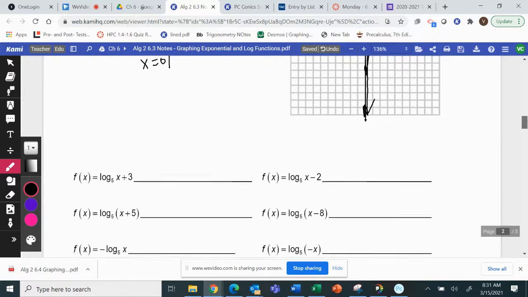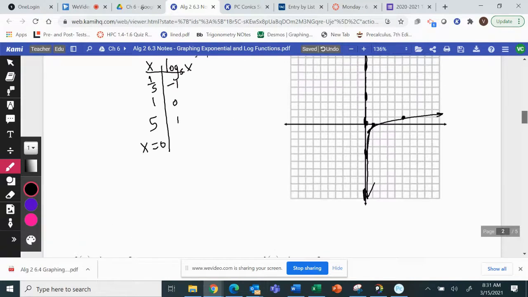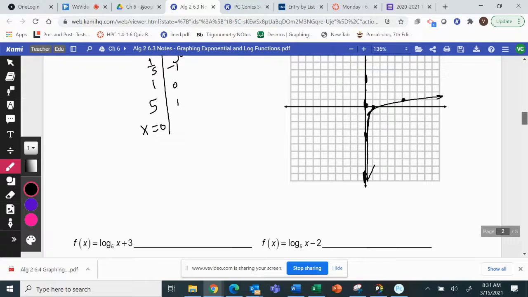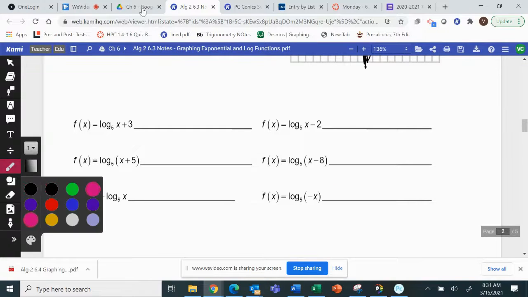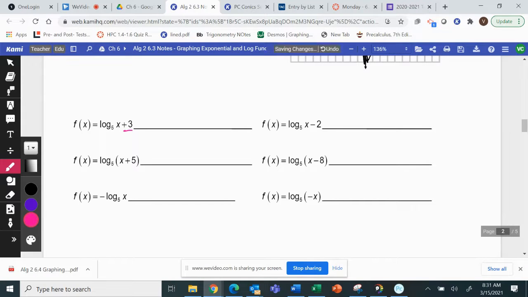So let's talk about transformations with logarithm graphs. Once you have the key points, we can do transformations with a table. So the first one, Joel. Our first one is log base 5 of x plus 3. What does the plus 3 do? I can't hear you. What's the key word? Is it translate, reflect, stretch, shrink? Translate.